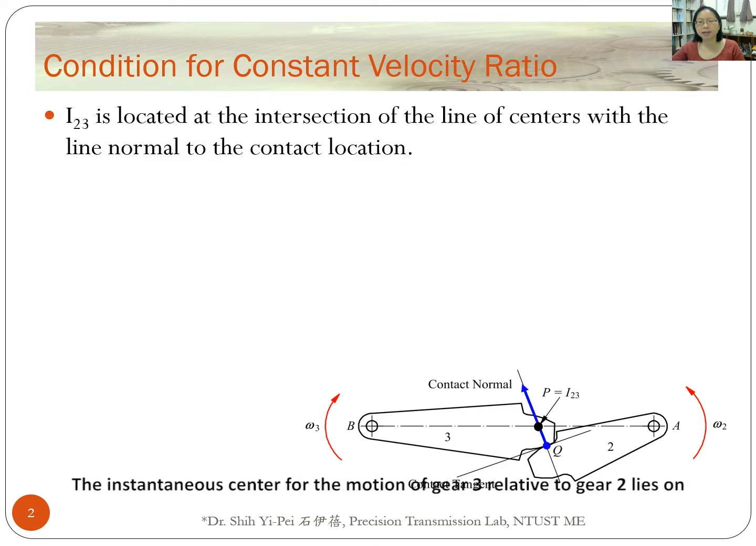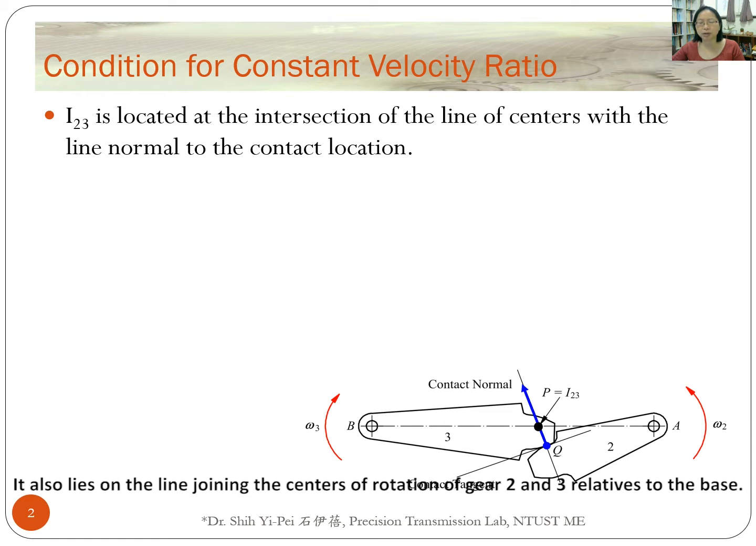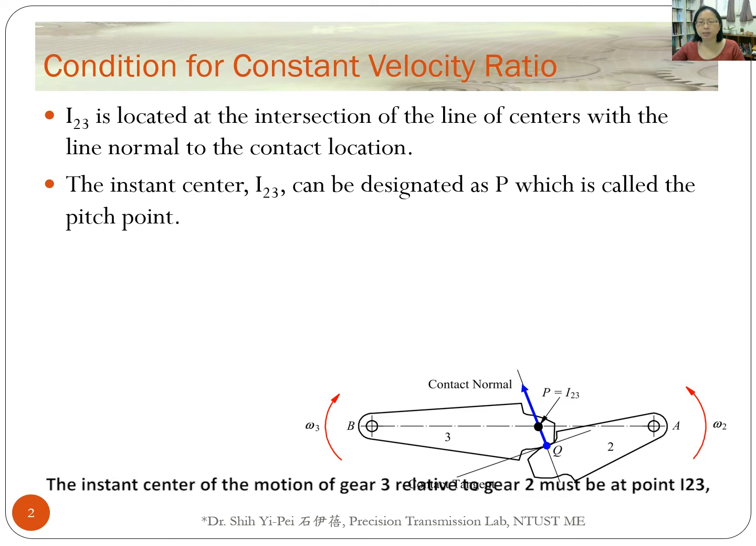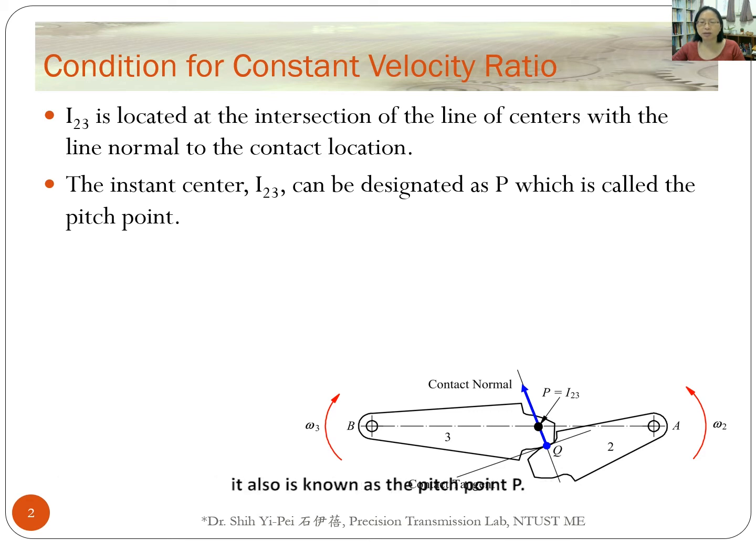The instantaneous center for the motion of gear 3 relative to gear 2 lies on the normal to the profile at the contact point. By the Kennedy theory, it also lies on the line joining the centers of rotation of gear 2 and 3 relative to the base. The instant center of the motion of gear 3 relative to gear 2 must be at point I23. It also is known as the pitch point P.